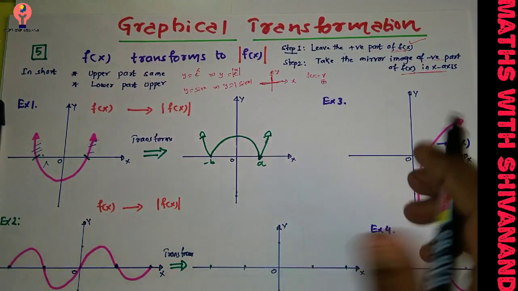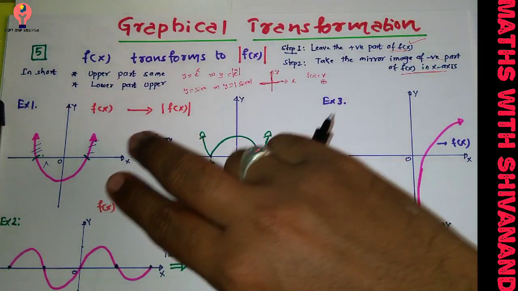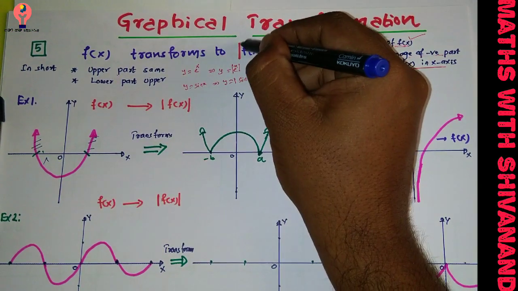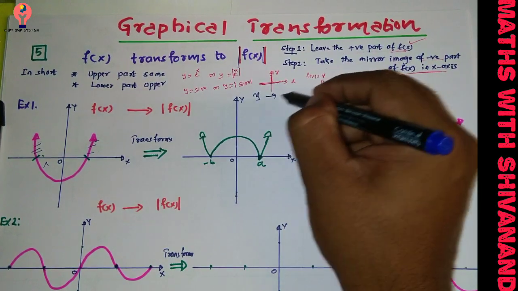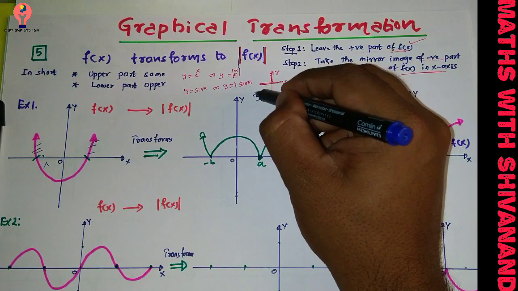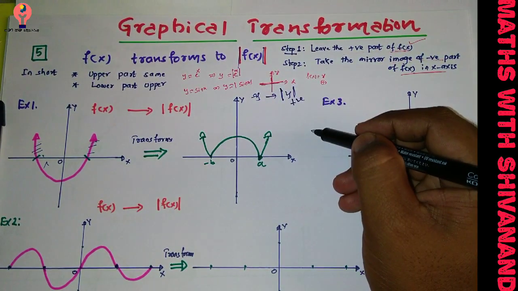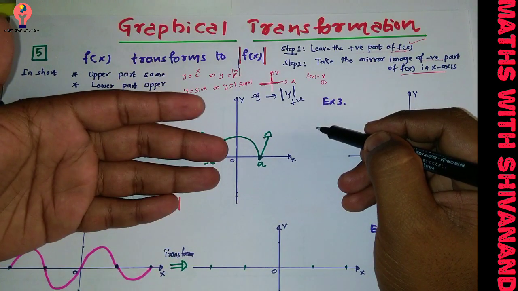I will conclude here, students. Why should we get the lower part of f of x back in terms of the positive part? Because when you apply the mod, if your initial y is positive, after applying the mod y stays positive. If initially it is negative, after applying the mod it becomes positive. There is no place for the negative part. Because of that I need to switch the negative part to the positive side.